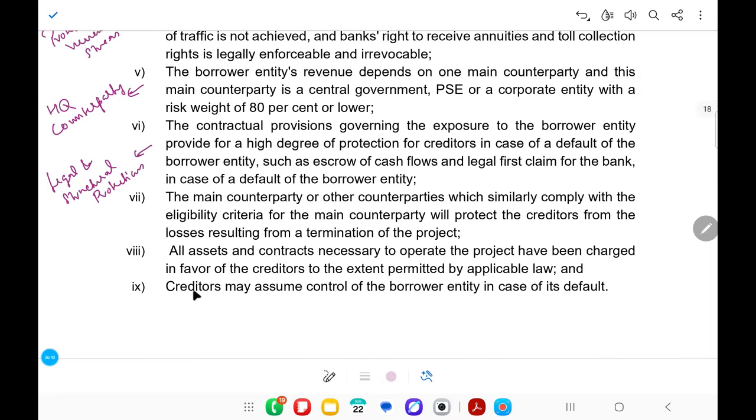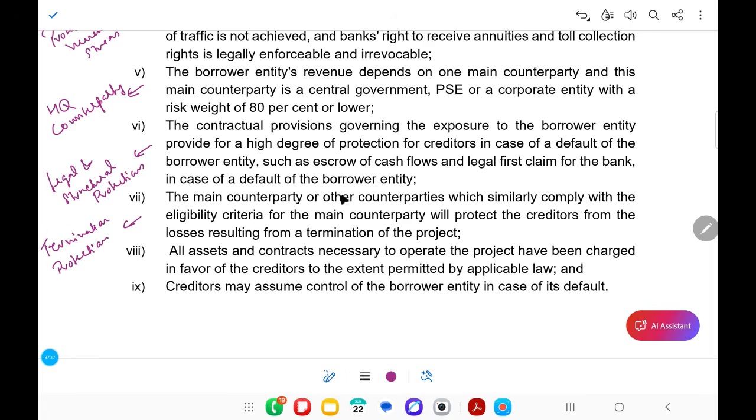Okay. Now, coming to the last three conditions. The seventh condition is about the termination procedure. I have named it termination. What does this mean? In the event that the project is terminated, the main counterparty must explicitly protect the creditors from resulting losses. Right. So there should be a clause like this.